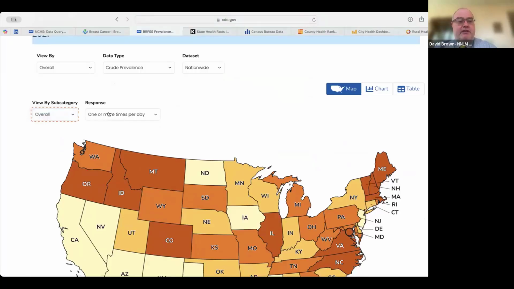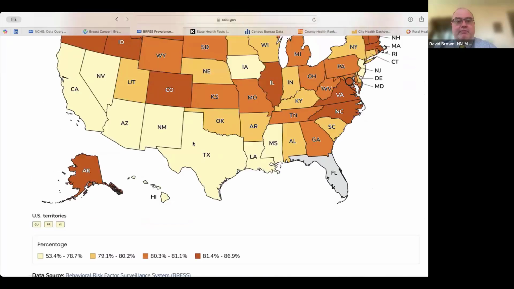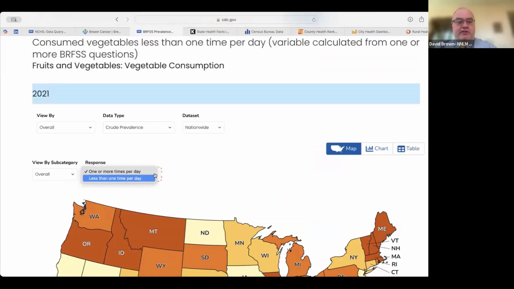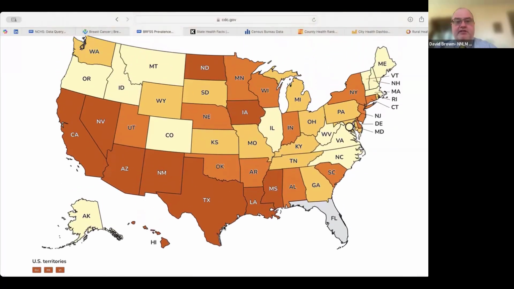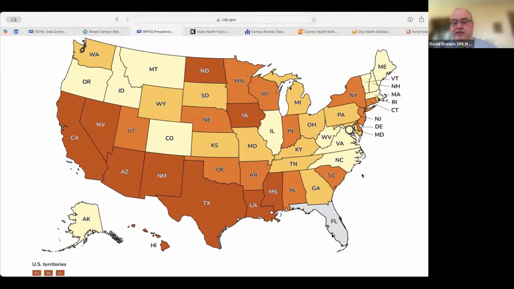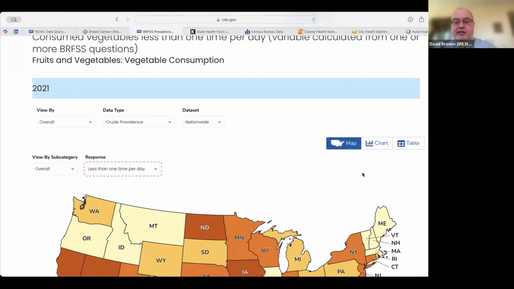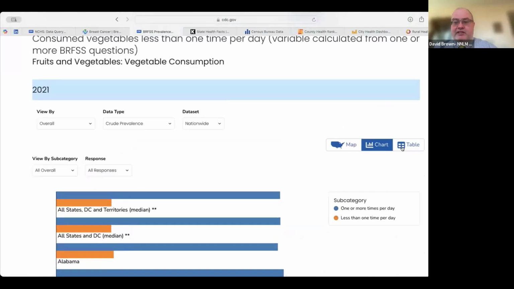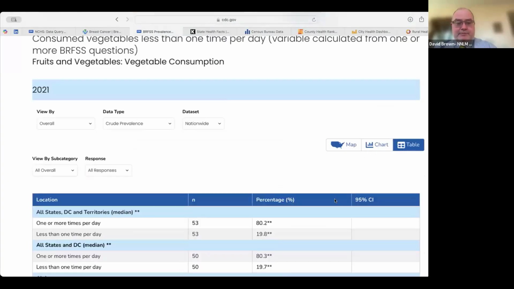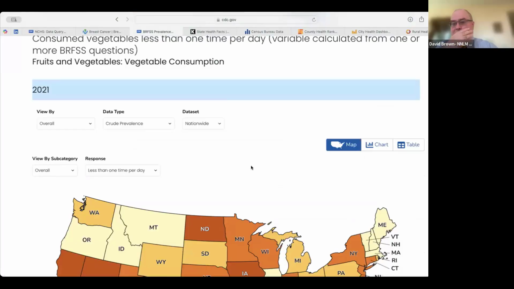You can also, oh no, that was the one or more times per day. So again, this is the better health indicator. You can also do the less than one time or more times per day percentage. So again, it is all here. Just good ideas. You can look at it as a chart as well, which may or may not make as much sense. And you can also look at it as a table in general. So just different ways of looking at it, different ways of visualizing your data.